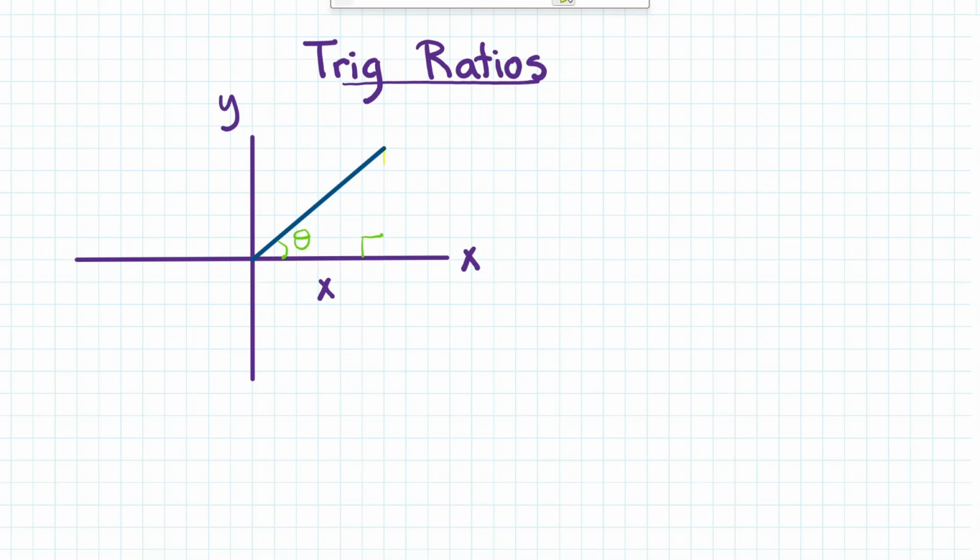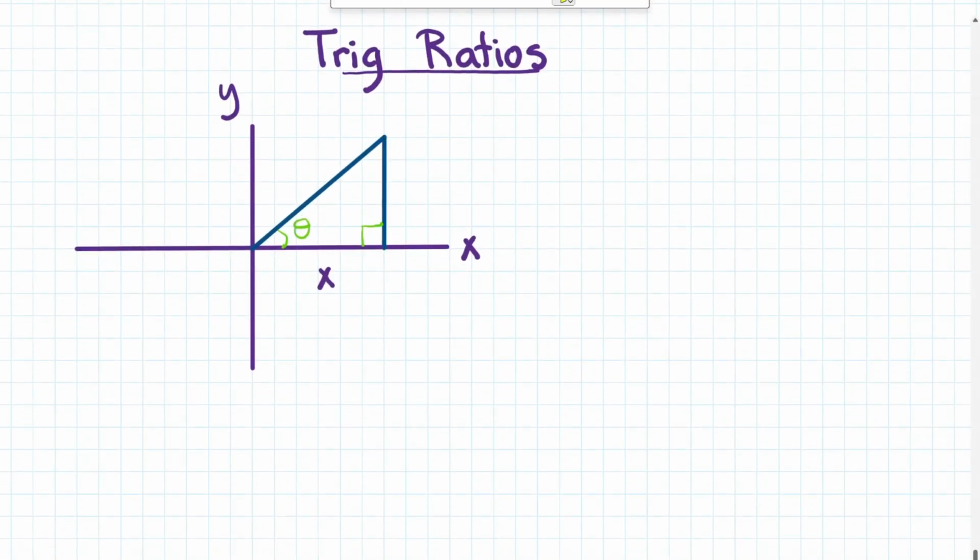We're going to label this vertical side over here. This vertical side that I'm highlighting is going to be labeled as our Y axis. And then lastly, this side over here, our hypotenuse, is going to be labeled as R.